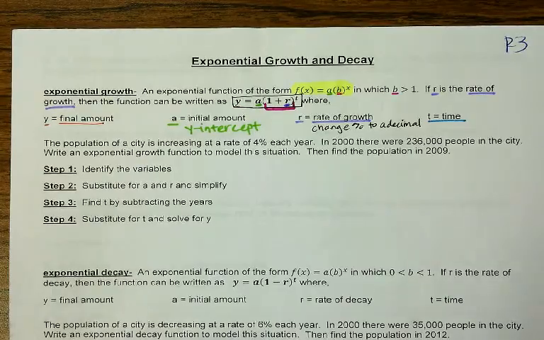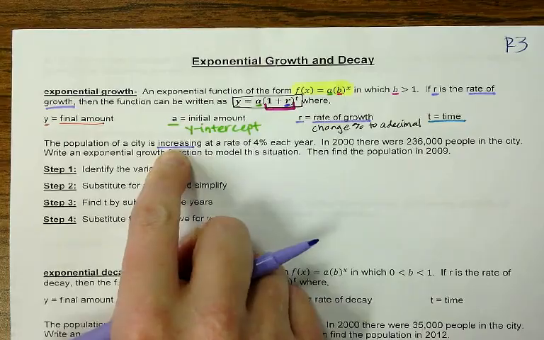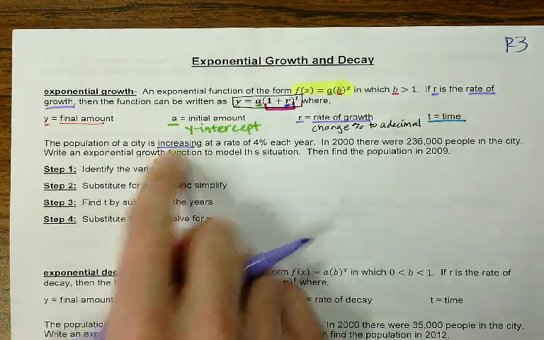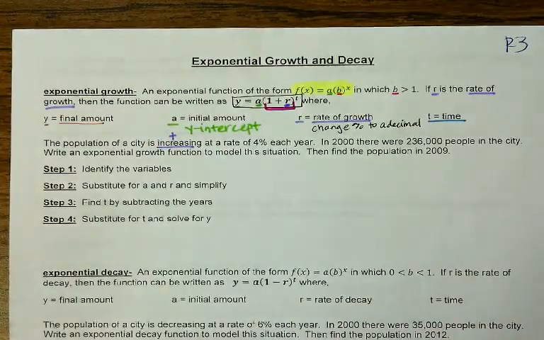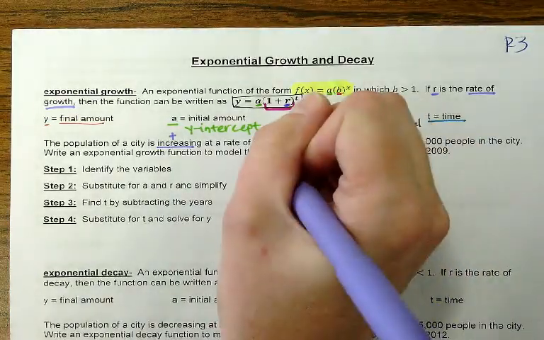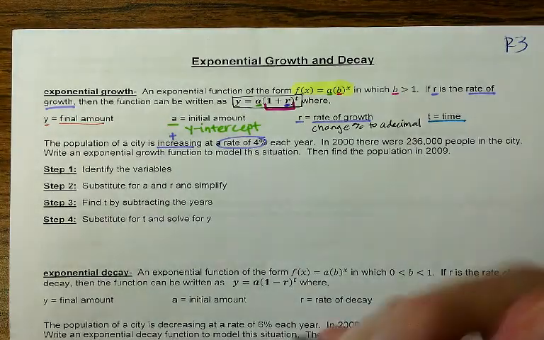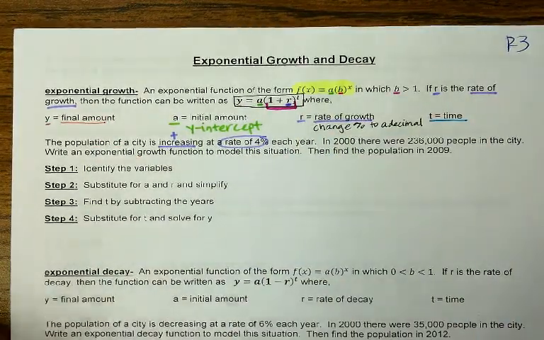It says the population of a city is increasing. Guys, if it's increasing, is that going to be growth or decay? Growth. So if you see words like increasing or interest rate, because guys, if you put money in at the bank and there's interest, it's growing. So you're increasing at a rate of 4% each year. So they give us the rate right off the bat. So let's keep reading.